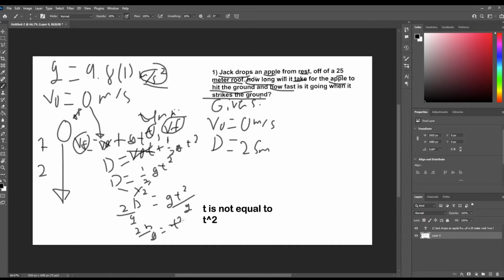Now obviously t is not t squared, so we're going to have to find the square root of the entire thing. No difficult problems or anything. We're just going to find the square root after. So we're going to solve for 2d over g first, and then we'll find the square root of whatever that is. So let's plug in. Now that we know our first equation, we can plug in specifically.